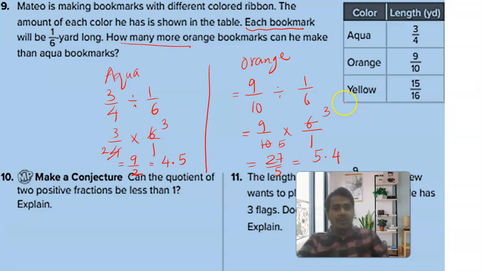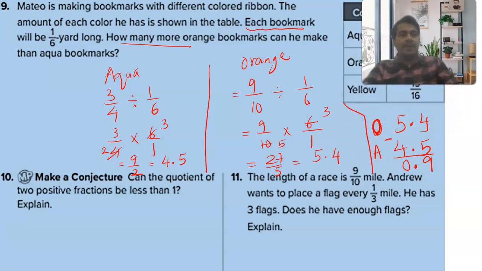So how many more, how many less? Let's subtract it. 5.4 of orange and aqua 4.5. When you subtract, 0.9. The final answer is 0.9.